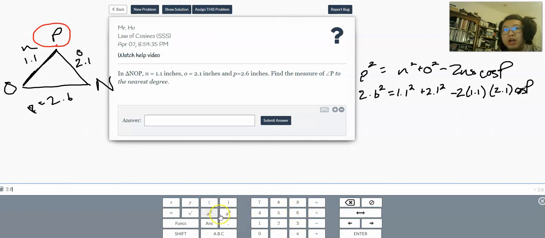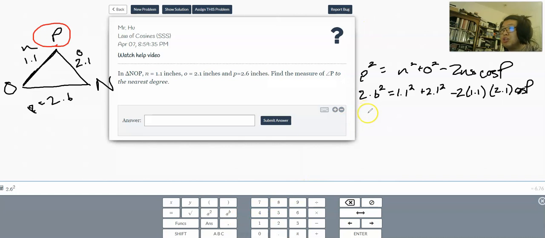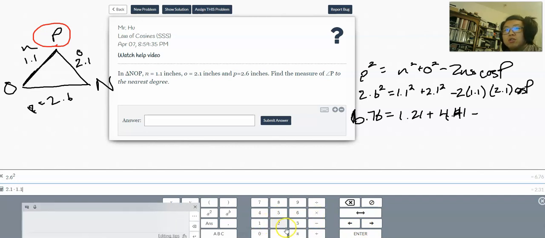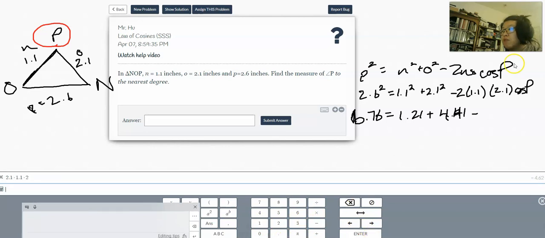We have 2.6 squared, which is 6.76. These are going to be some pretty small numbers. Zoom did not like that. Okay, that's kind of okay. 6.76 equals, we got 1.1 squared, which should be 1.21. And we have 2.1 squared. That one should be 4.41. Okay. And then we have minus 2 times 1.1 times 2.1. That one I'm not so sure on, so I'll do the calculator for it. 2.1 times 1.1 times 2. Okay, 4.62 is what that is apparently. So I got 4.62 cosine of big P.